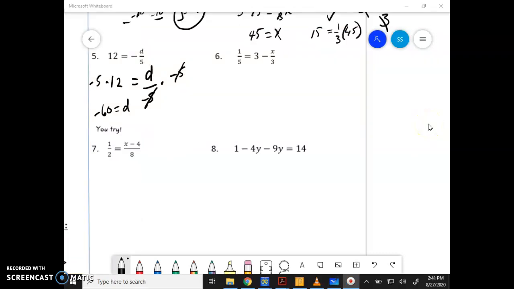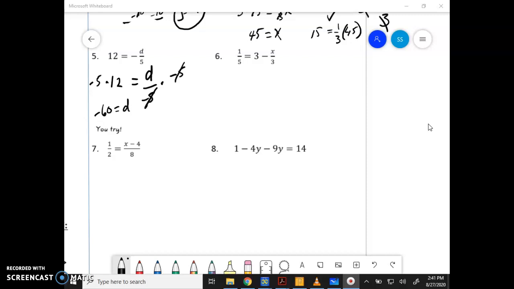All right, the next problem here, we have 1/5 is equal to 3 minus x divided by 3. So, like I said before, I don't want to mess with this variable until that's all I have left. So I need to get rid of this 3. It doesn't say negative x divided by 3 plus 3, but that really is the same thing here.